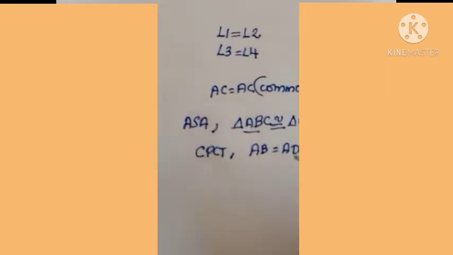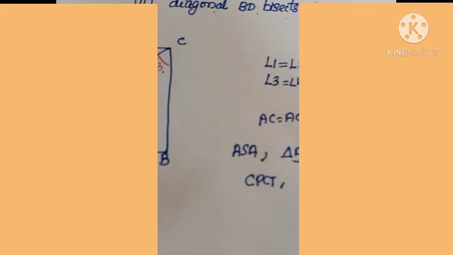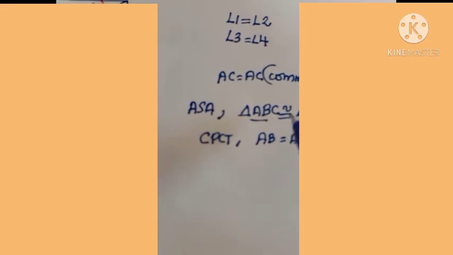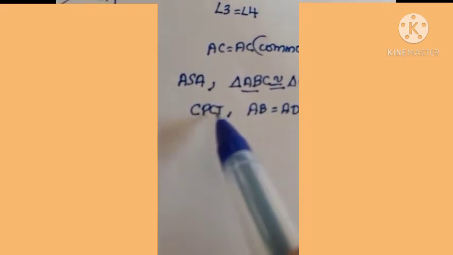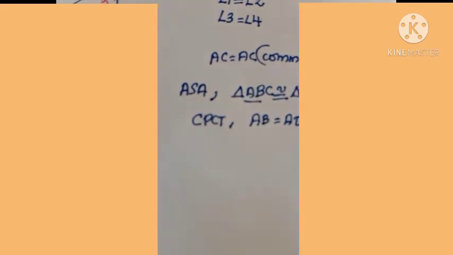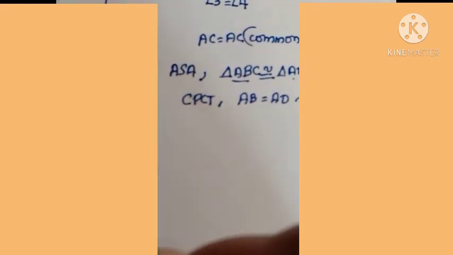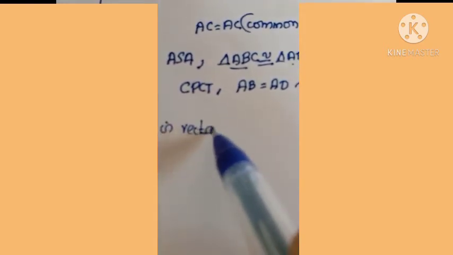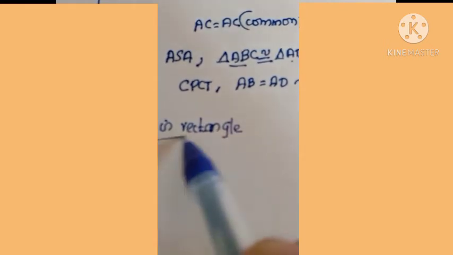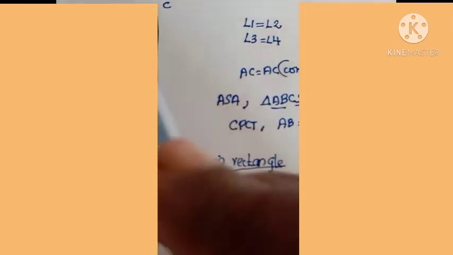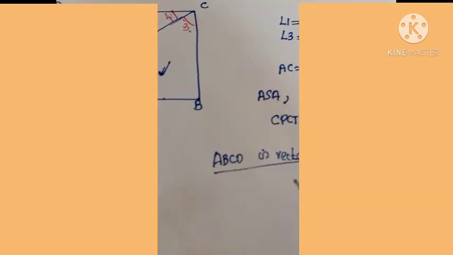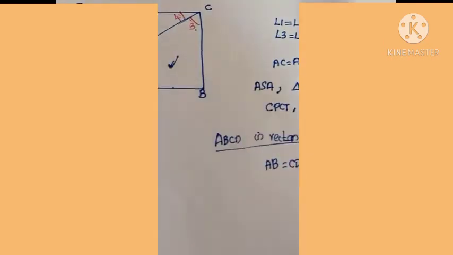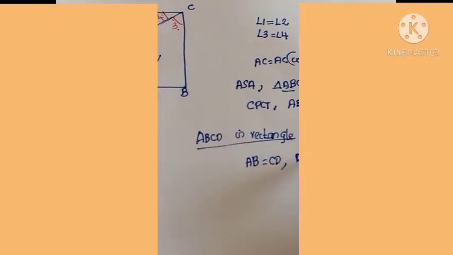So in these two triangles ABC and ADC, we proved by ASA that the two triangles are congruent to each other, and therefore by CPCT, AB side is equal to AD side. Now it is given that ABCD is a rectangle. What is the property of a rectangle? Opposite sides are equal. Here the opposite sides are AB and CD, so AB equal to CD. Similarly, AD equal to BC.